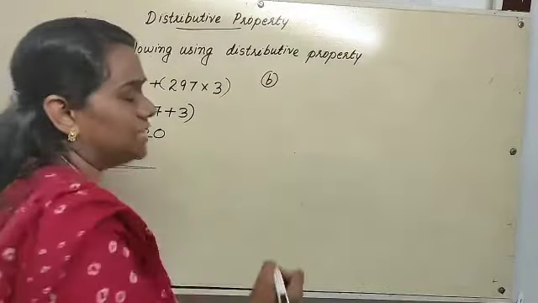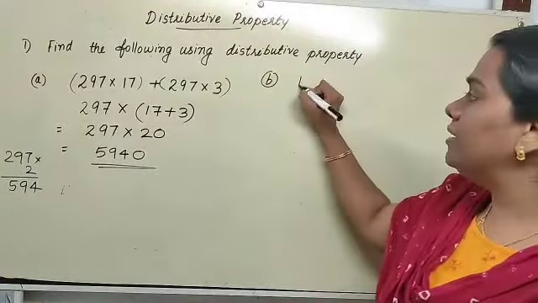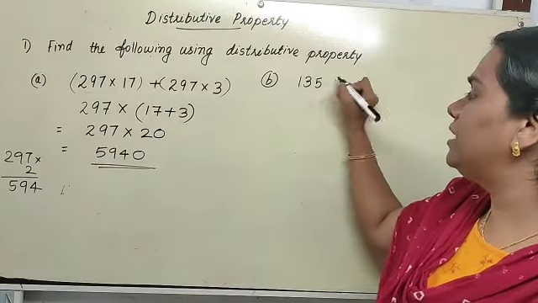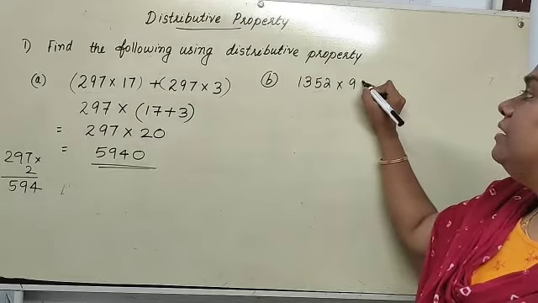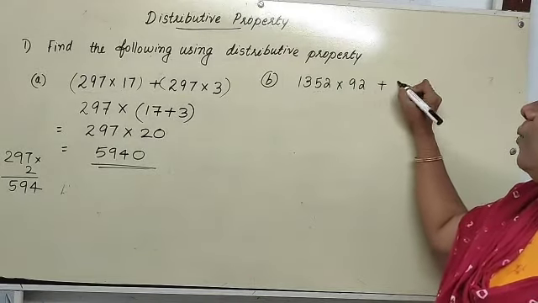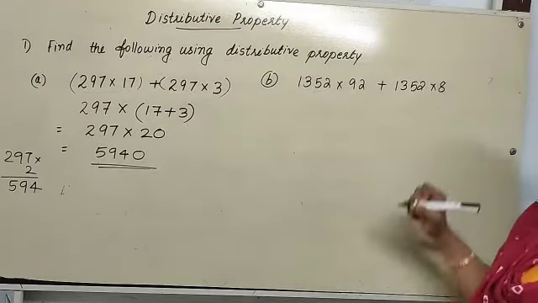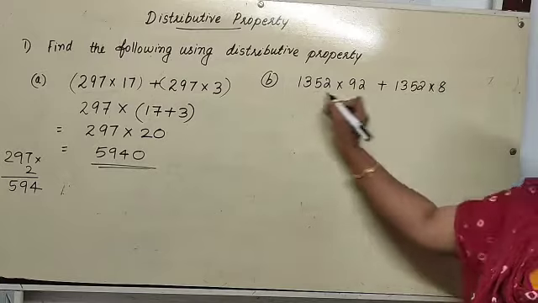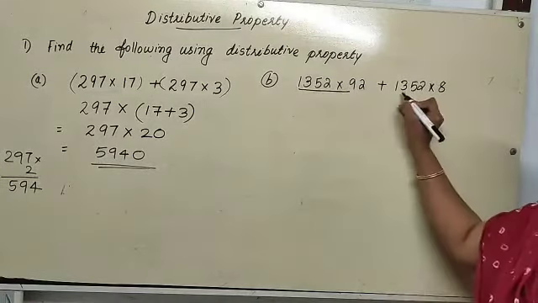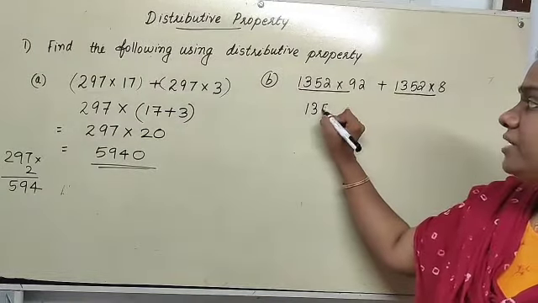Okay, so we can study some more questions. 1352 into 92 plus 1352 into 8. See dear students, 1352 here, 1352 here also. That we have to write first.